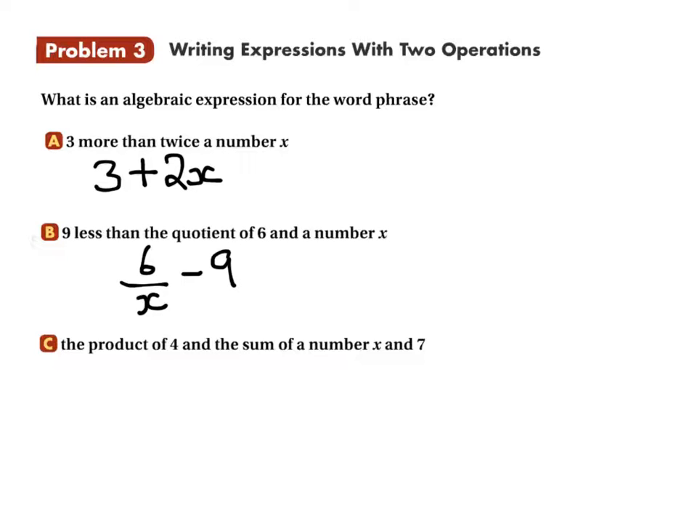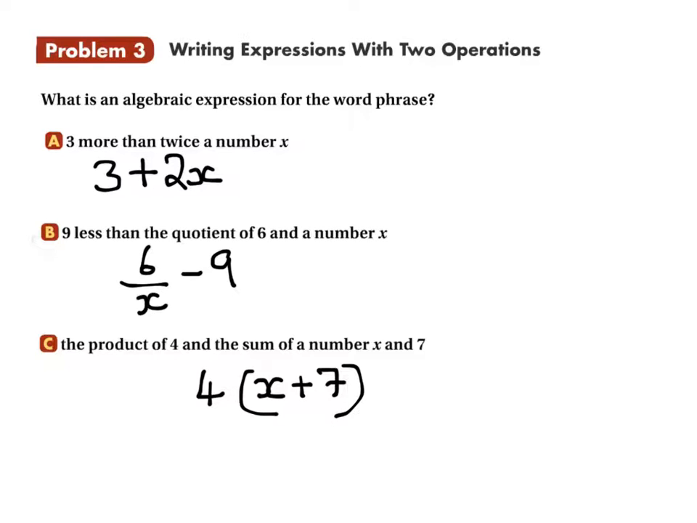Let's go to the next. The product of 4 and the sum of a number x and 7. So how do you write the sum of a number x and 7? It is x plus 7, because sum means plus. The product of 4 and the sum of a number x and 7 means multiply this with 4.